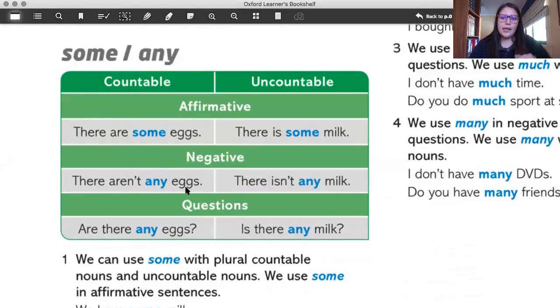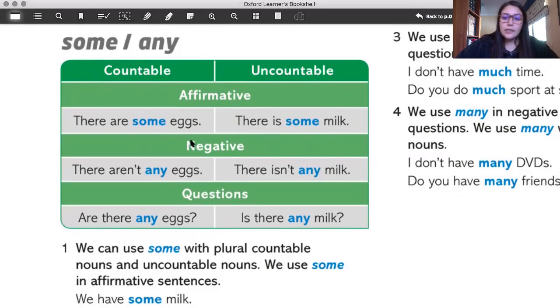Some and any are words that we use with countable and uncountable nouns. We use some in this case with plurals, because remember that we use a and an for singular countable nouns. We use some in the affirmative, with countable and uncountable nouns. There are some eggs, and there is some milk. So we use some in the affirmative.